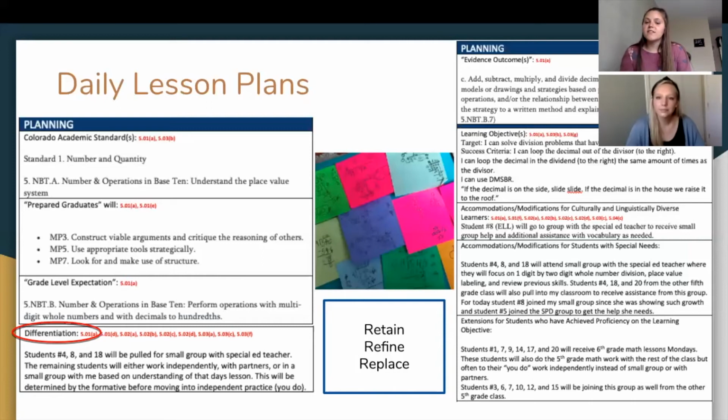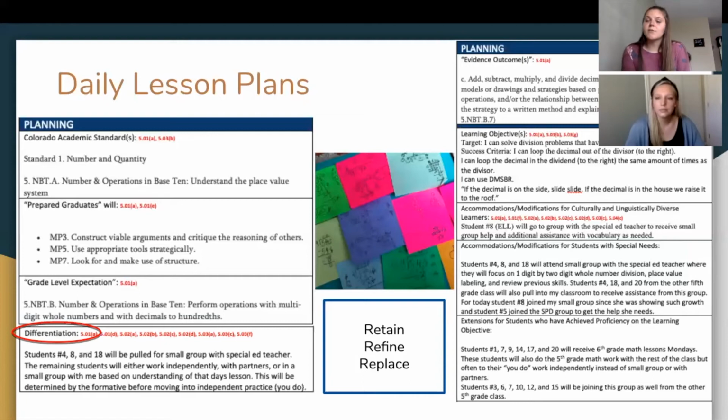One more thing: retain, refine, replace. Tori already mentioned this, but going into a little more detail. Retain is what we want to keep. If something went really well that day while we were teaching the lesson, we might say, I really liked how we did this, I want to do it again the next day. So we did have a lot of similar things that we used throughout our lesson plans.